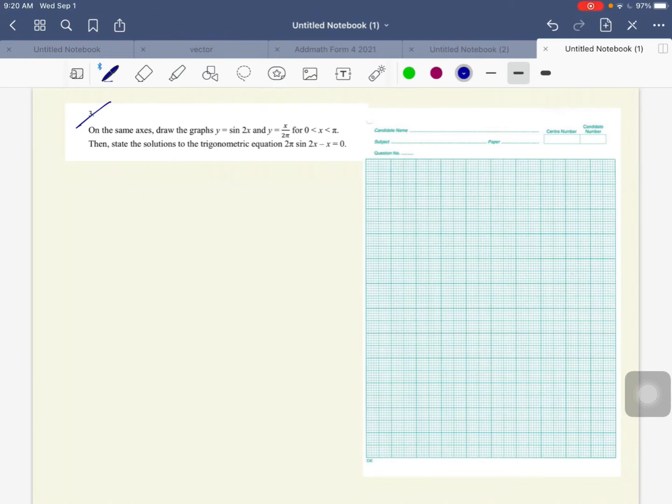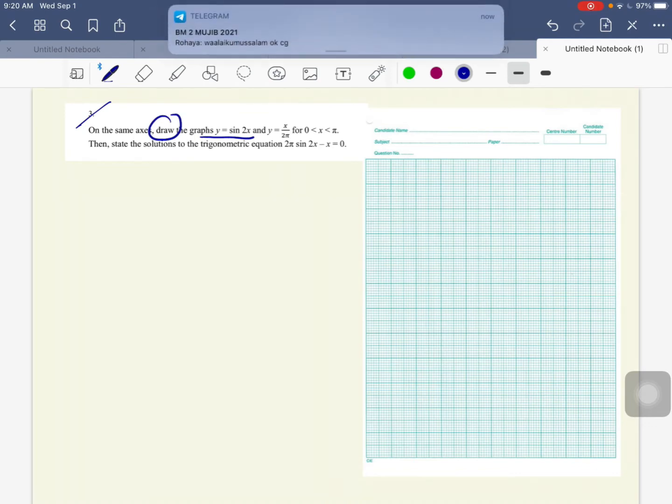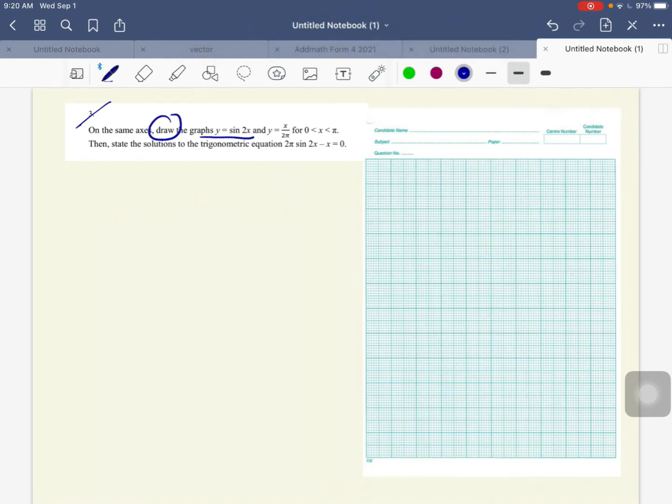I'm going to do question number 3. Question number 3 asks us to draw the graph of y equals sine 2x, where we have one more graph, which is y equals x over 2 pi, where the limitation of the graph is until pi.